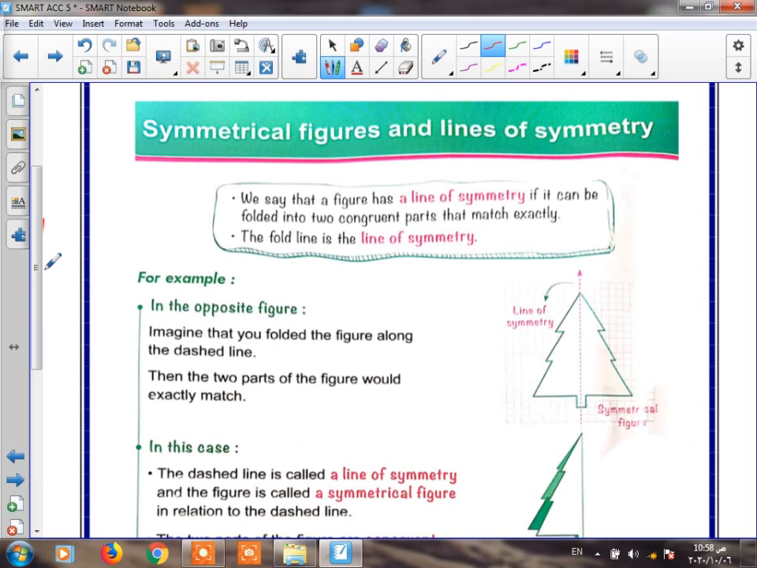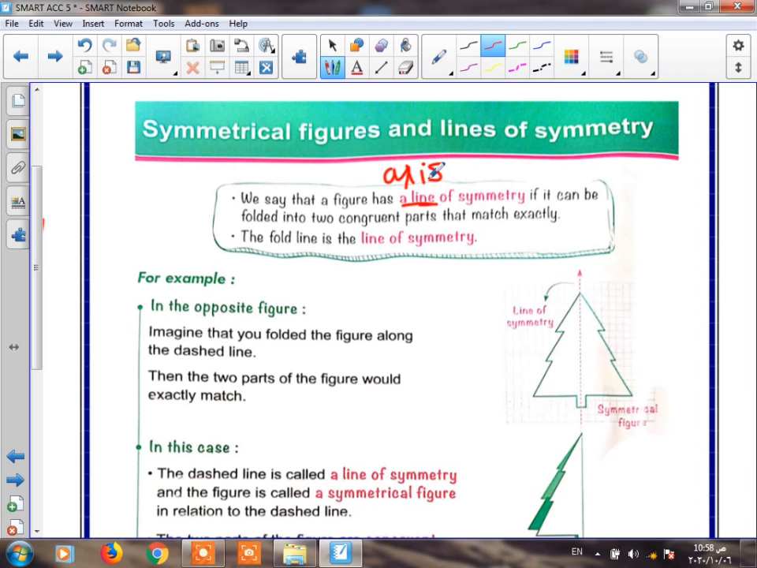Okay, here the symmetrical figures and line of symmetry. Here we say that a figure has a line of symmetry or an axis of symmetry. It has another name: it's called the axis of symmetry. What is the meaning of axis of symmetry or line of symmetry? It's a straight line. What does this straight line do? It cuts or divides the figure into two congruent parts.